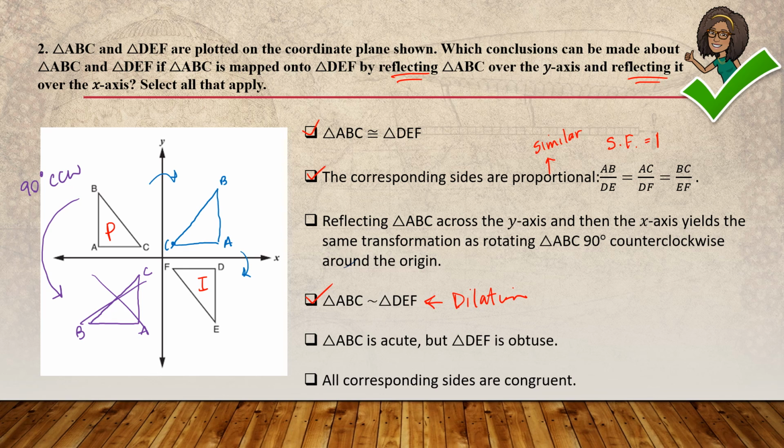The next one says triangle ABC is acute and triangle DEF is obtuse. Well, that makes no sense because we just said in the very first one that these two triangles are in fact congruent. And then the last one, all corresponding sides are congruent. Well, we just said that all corresponding sides are proportional by the given scale factor of 1. So if they produce the same size, then all corresponding sides are in fact congruent, not only because the sides are proportional, but because it is a rigid transformation, and rigid transformations produce congruent figures.